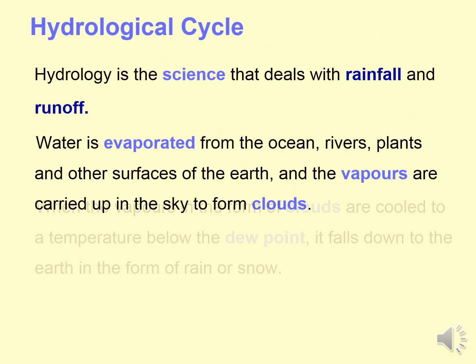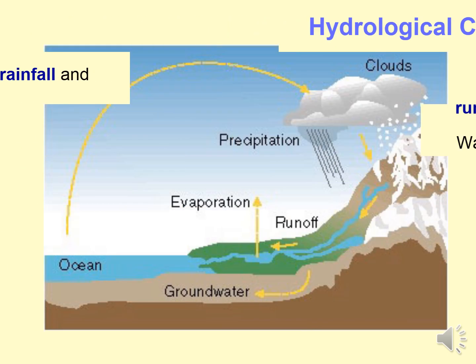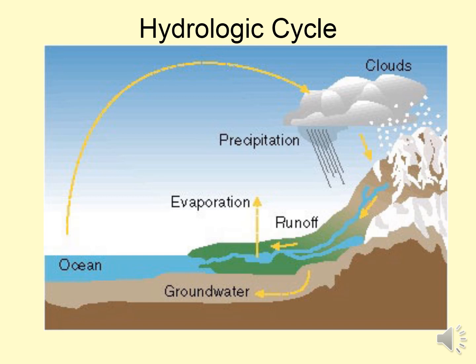So we'll see the hydrological cycle. Hydrology is the science that deals with the rainfall and runoff. Water is evaporated from the ocean, rivers, plants, and other surfaces of the earth, and the vapor is carried up in the sky to form clouds. When the vapors in the form of clouds are cooled to a temperature below the dew point, it falls down to the earth in the form of rain or snow. So this is the hydrological cycle.